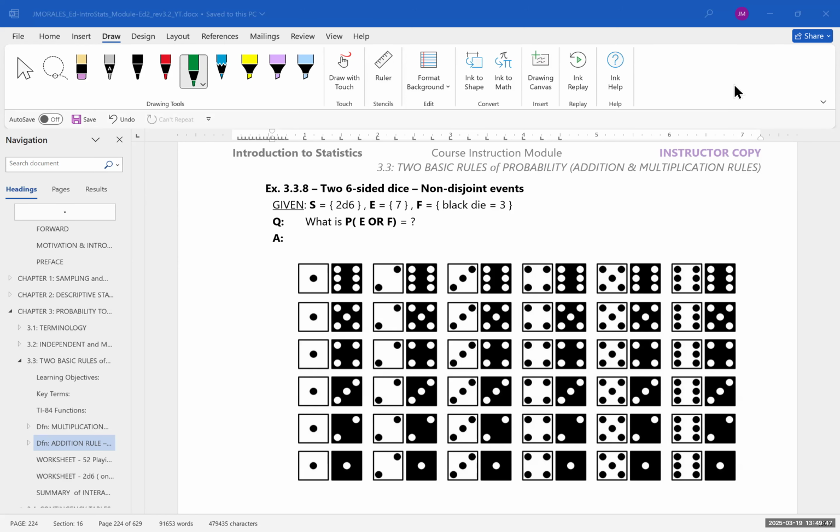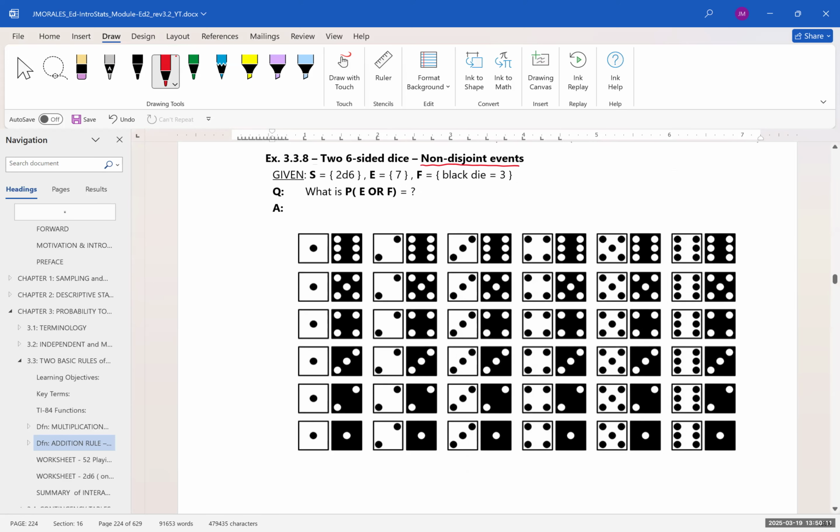All right, so let's look at another example, again using the experiment of two six-sided dice. This is going to be an example of non-disjoint events. So these are going to be two events that overlap. Okay, and we're going to look at the consequence of that. So again, the sample space is going to be two six-sided dice.